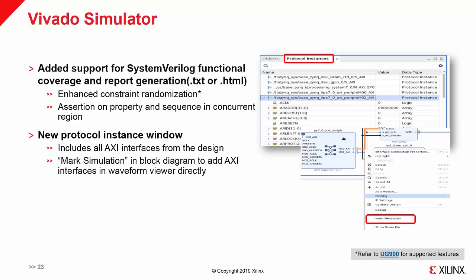Secondly, in XSIM, we've added the protocol instances window. All AXI interfaces in the design are included in this window by default. You can also add these interfaces to the waveform window by marking the AXI buses for simulation in the IPI block diagram. Using this feature will allow you to see the transactions on the AXI bus as opposed to the lower level details of the protocol.